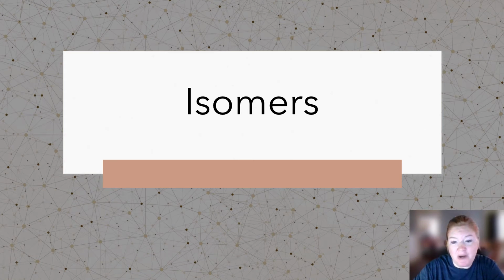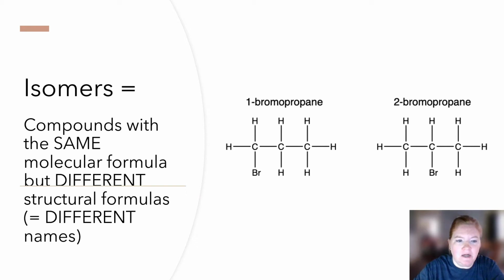Okay, let's talk about isomers. Isomers are compounds with the same molecular formula, but different structural formulas, and therefore different names. Okay, so let's look at these two examples that we have right here.